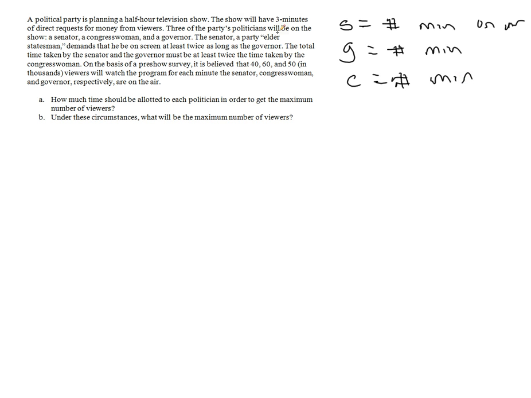We know that the senator, a party elder, demands that he be on the screen at least twice as long as the governor. So the senator wants to be on greater than or equal to twice the governor's amount of time. We also know, on the basis of the total time taken by the senator and the governor, so the senator plus the governor's time, must be at least 2 times the time taken by the congresswoman. We want to maximize the number of viewers.